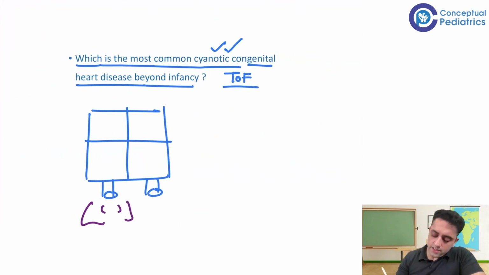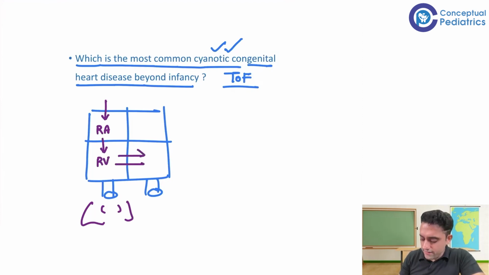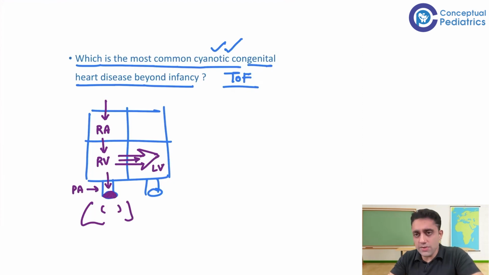We all know that normally blood comes to the right atrium and from the right atrium to the right ventricle. In tetralogy of Fallot, there is a very big VSD, so the blood is going from the right ventricle to the left ventricle. Naturally, the blood is not going to the pulmonary artery because there is pulmonary stenosis. Because of the pulmonary stenosis, the road is blocked, the door is locked. So lungs are not available for the purification of blood.